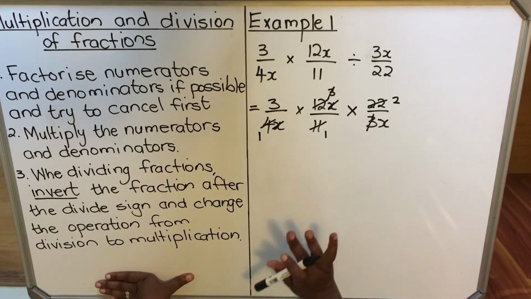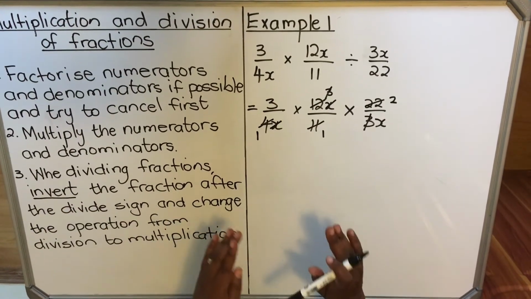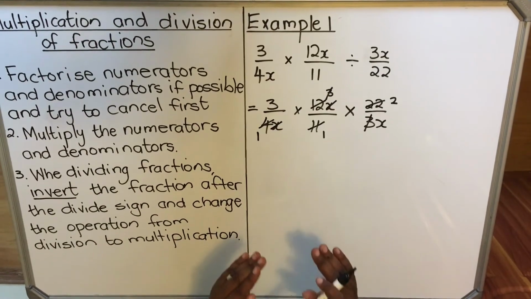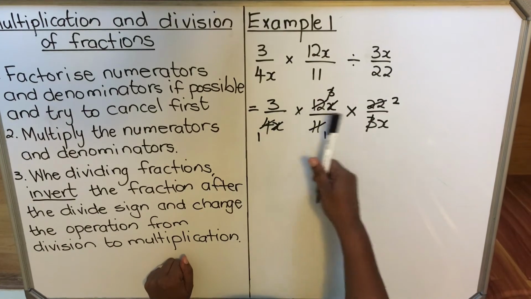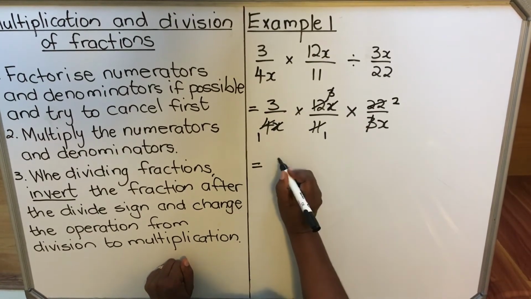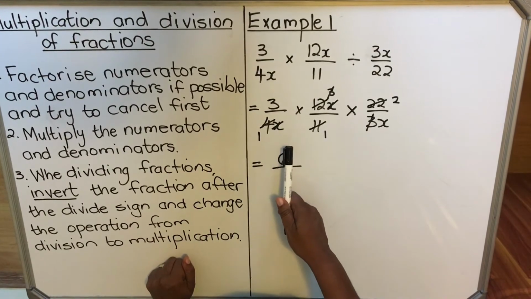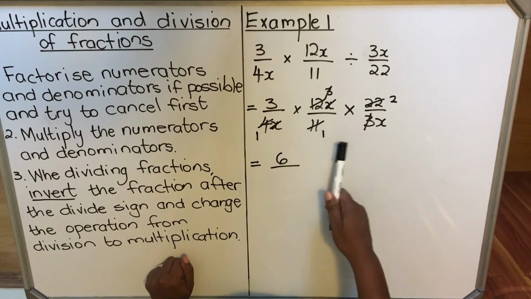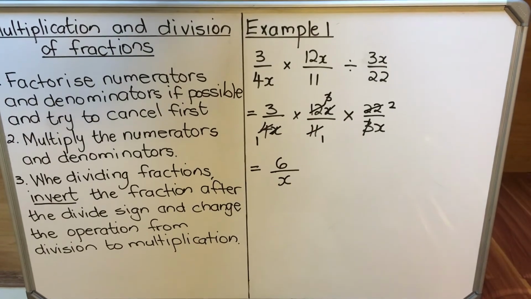Okay, so what am I left with? Step 2 says we multiply the numerator with the numerator and the denominator with the denominator. In the numerator, I'm left with 3 times 2, so my answer in the numerator is 6. In the denominator, it's 1 times x. So my answer is 6 over x.